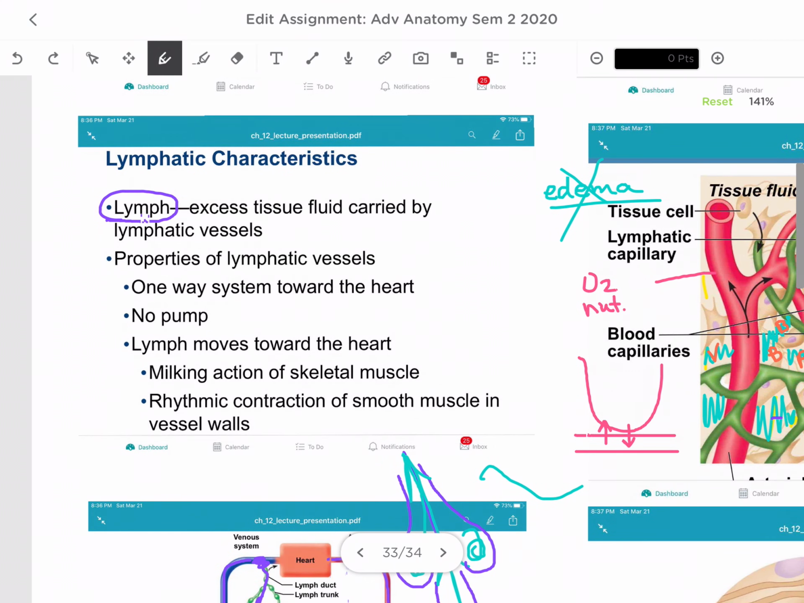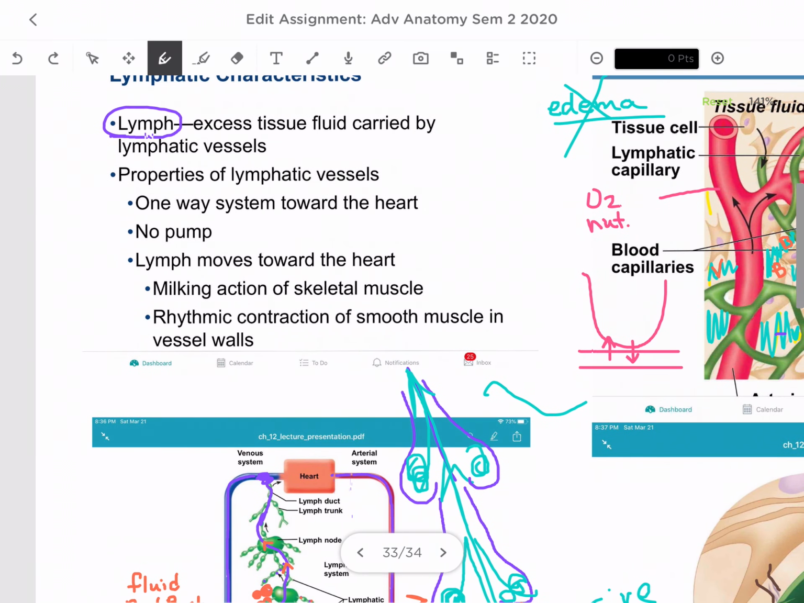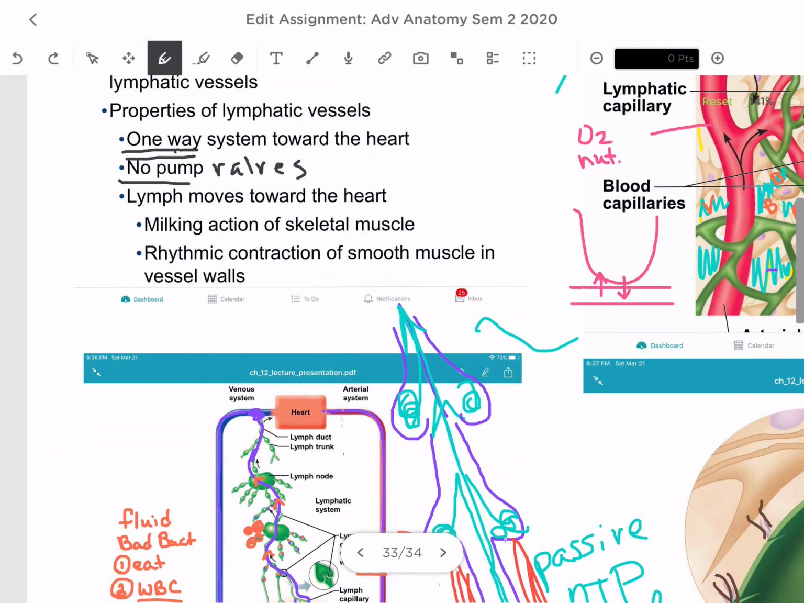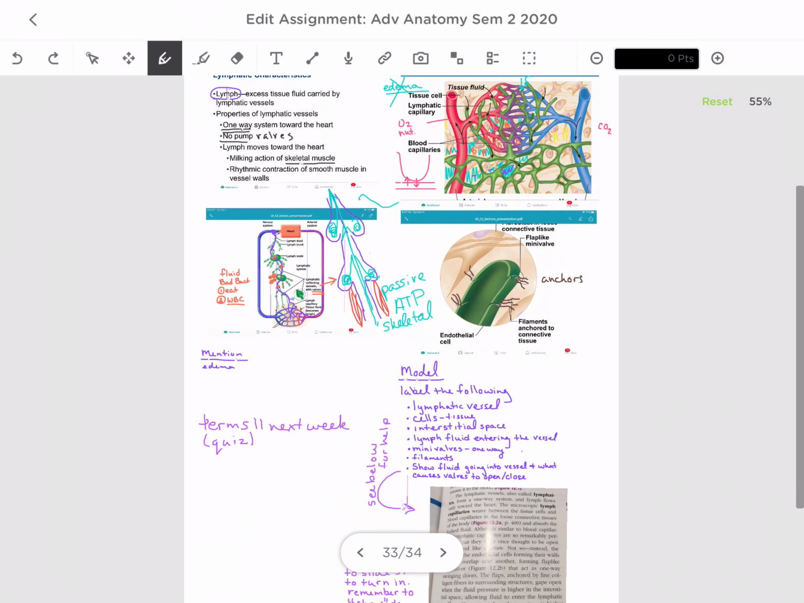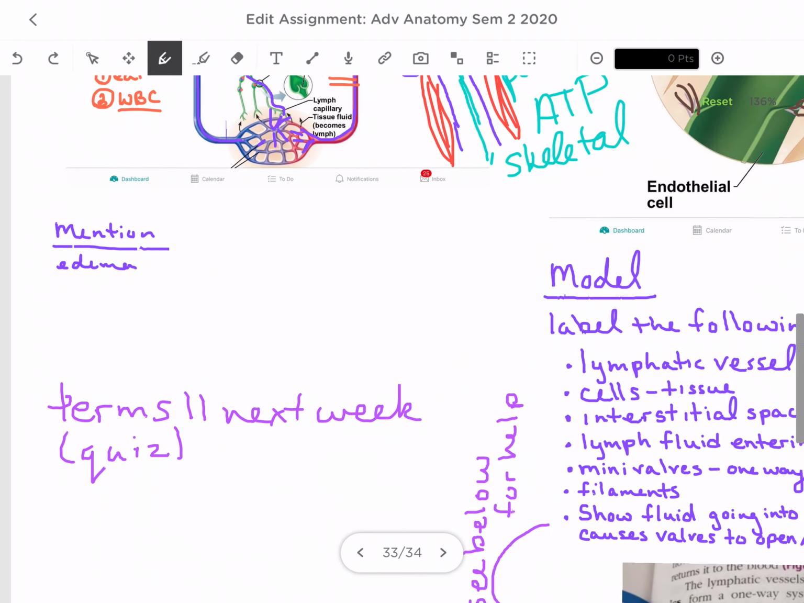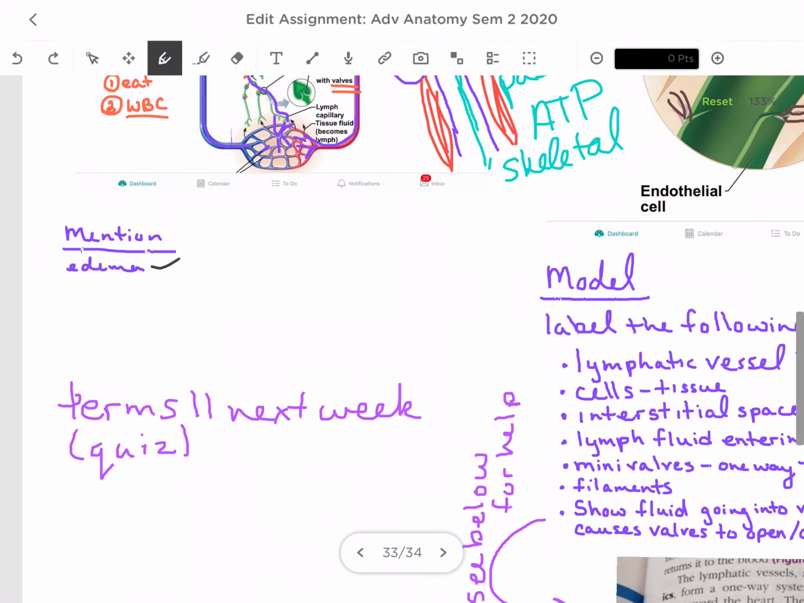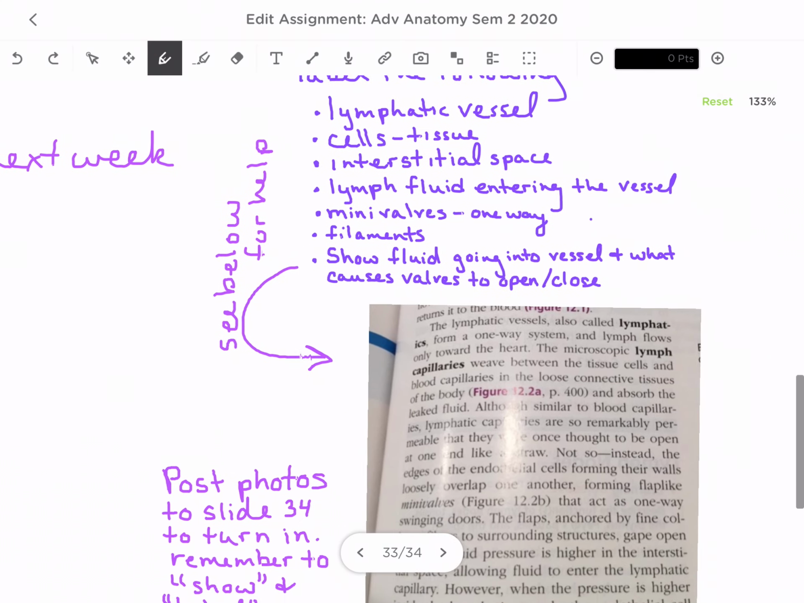So we talked about lymph. We talked about lymphatic vessels. We said it goes to the heart. There's no pump, but there are valves. Remember, it goes one way, and skeletal muscles move it there. Okay, we did talk about that. We did talk about edema, so that's check. We did talk about terminology being next week, so that's good.